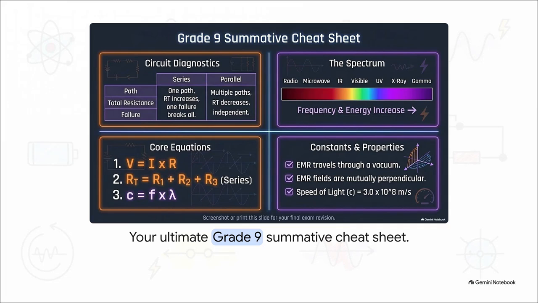And that brings us to the ultimate cheat sheet. This consolidates everything we've talked about, all the circuit diagnostics, the vital constants, the EM spectrum order, and the core equations you need. Honestly, pause the explainer right here and take a mental or literal screenshot for your final revision. It is all connected, and having it in one place is a total game changer.